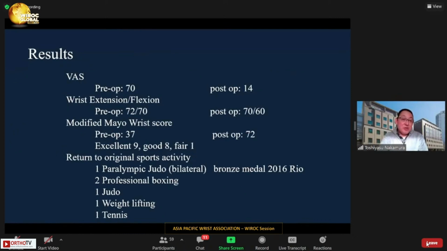Pain was reduced from 7 to 1.4. Wrist extension is almost the same, but the flexion can be restricted. Then the modified Mayo score obtained 9 excellent, 8 good, and 1 fair clinical result. Return to original sports activity was marvelous: one patient obtained a bronze medal in the Rio Olympic Games in Paralympic judo. Then 2 professional boxers could return to normal professional boxing.